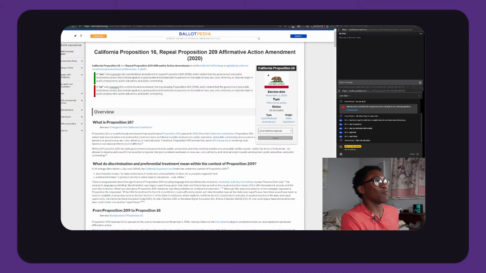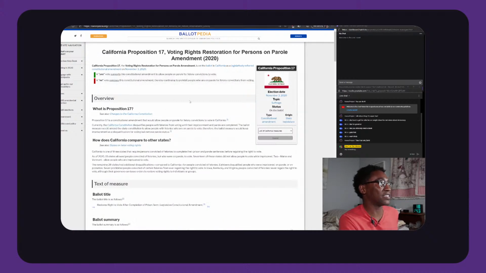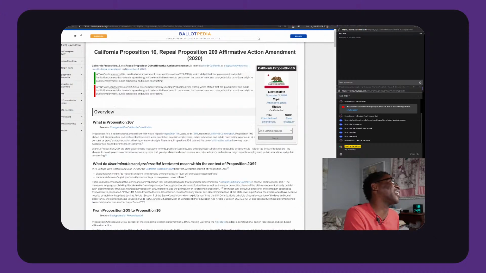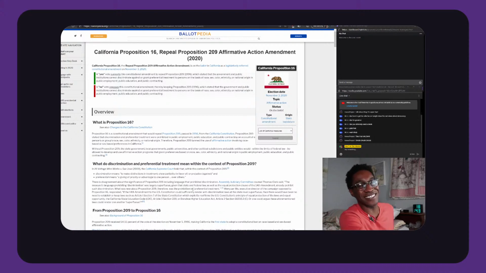Anyways, Proposition 16, repealing affirmative action. Yes, let's move on. Proposition 17, the voting rights restoration for persons on parole amendment. No, I'll talk about 16 really fast. I'll be real, because that's a touchy one. Proposition 16 repeals Proposition 209.